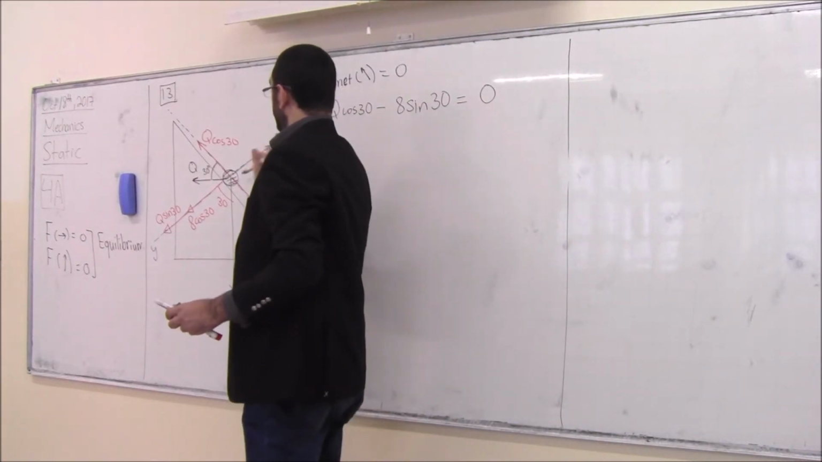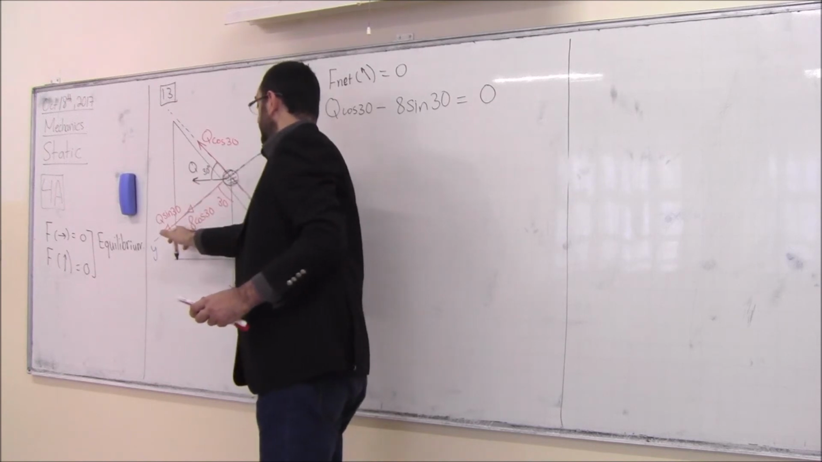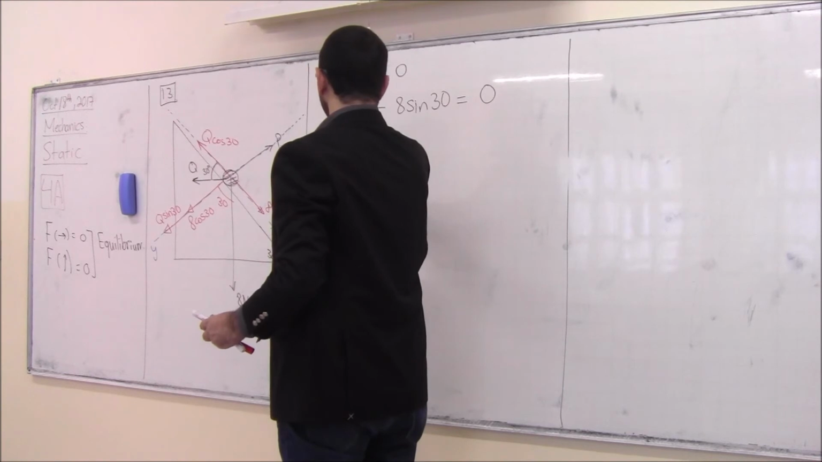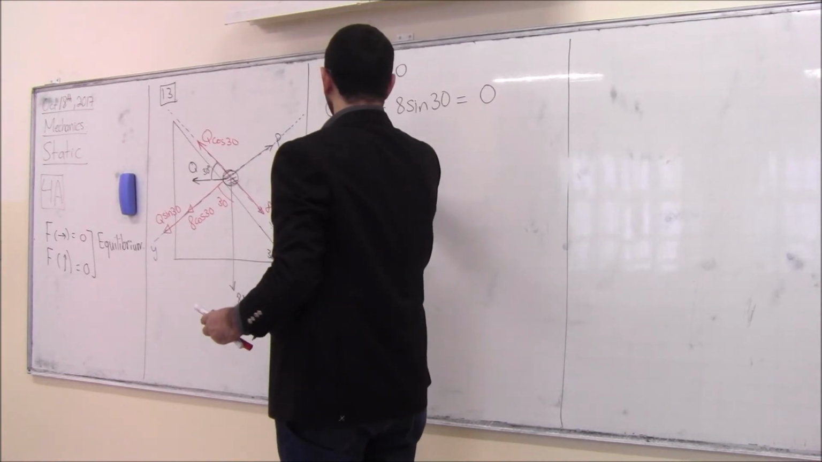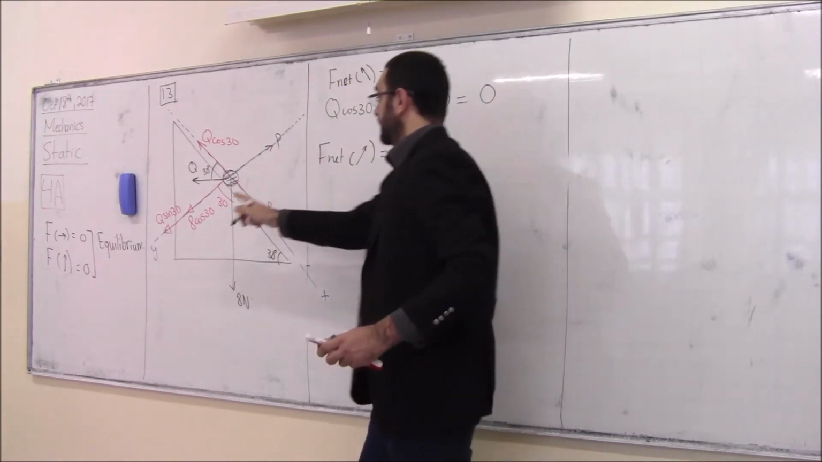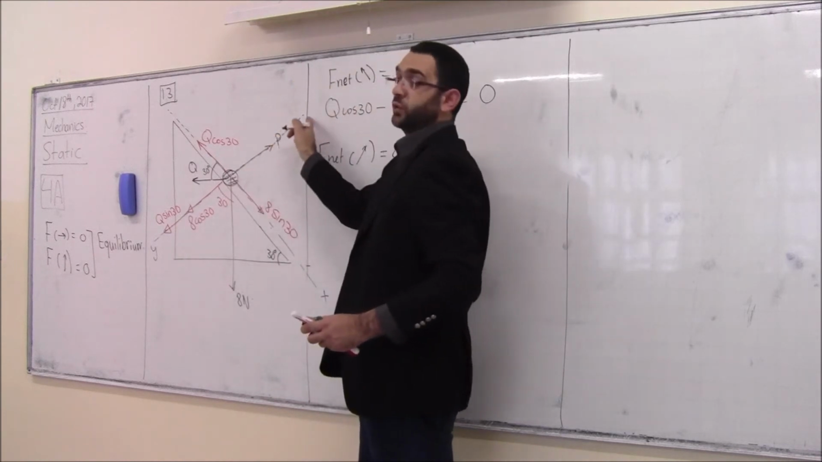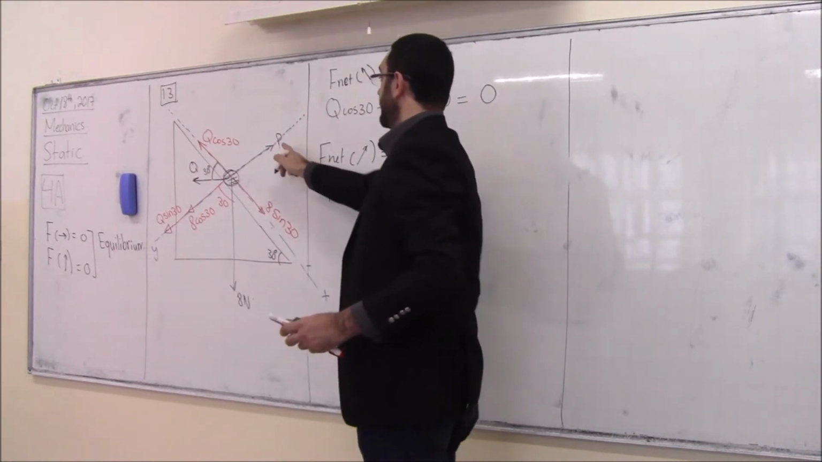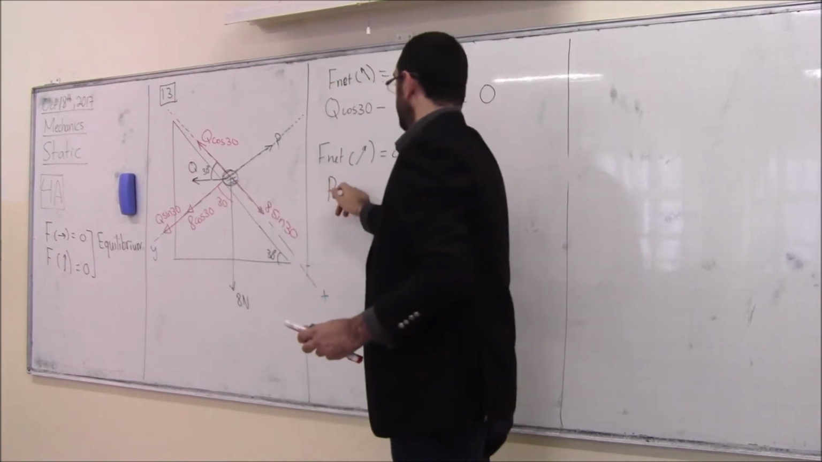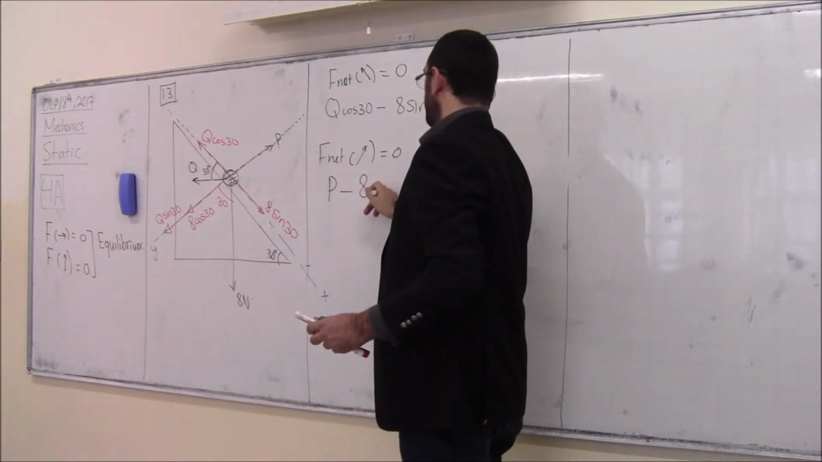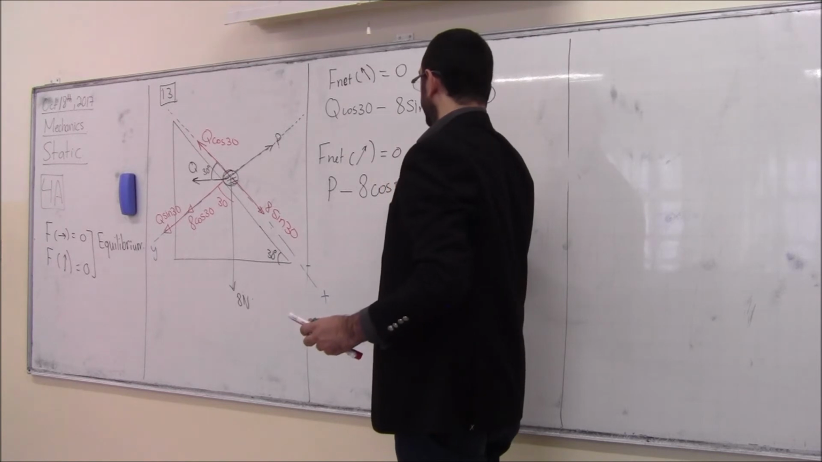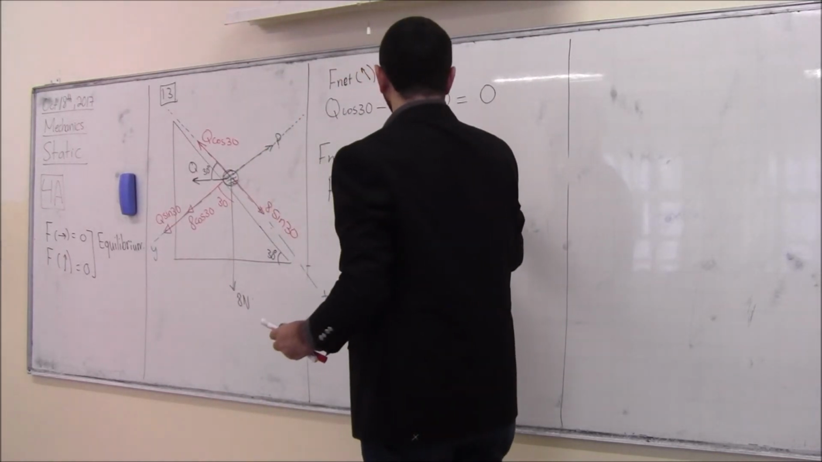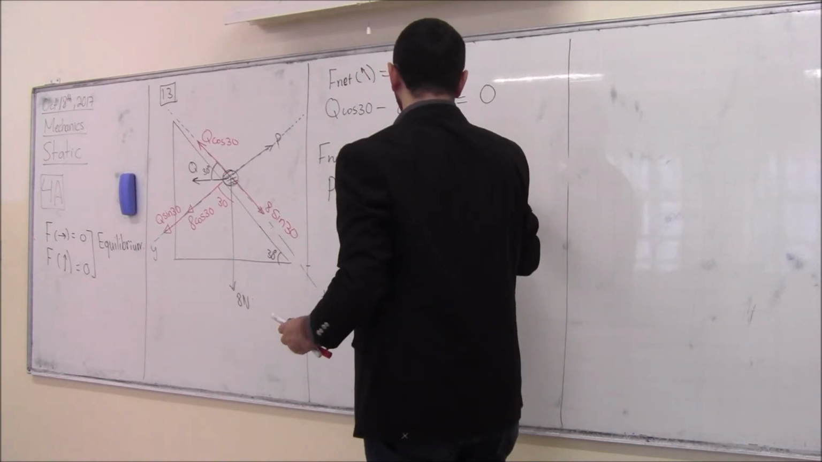The other direction, which is along the y-axis, F net in this direction is 0. So what will we have here? P minus 8 cosine 30 minus Q sine 30 equals 0.